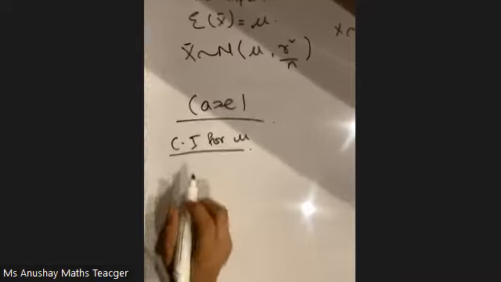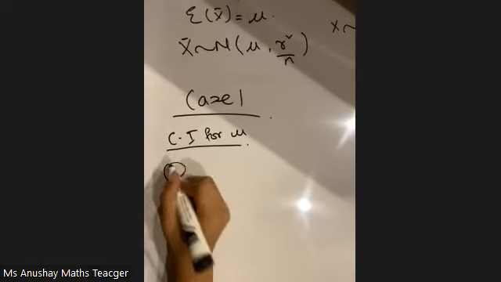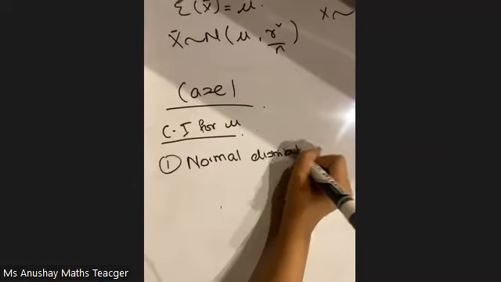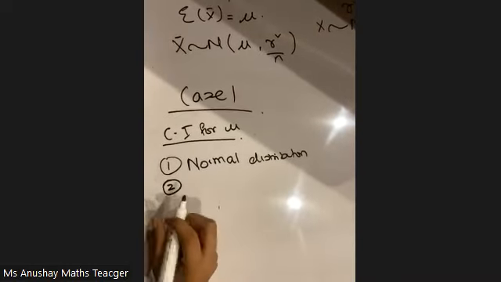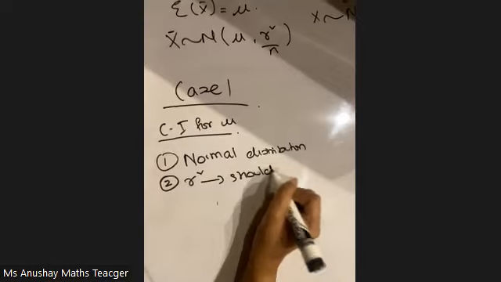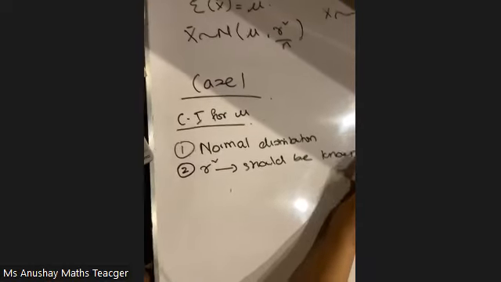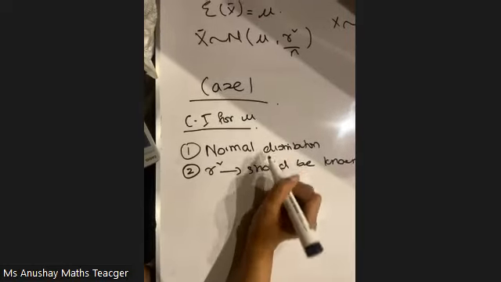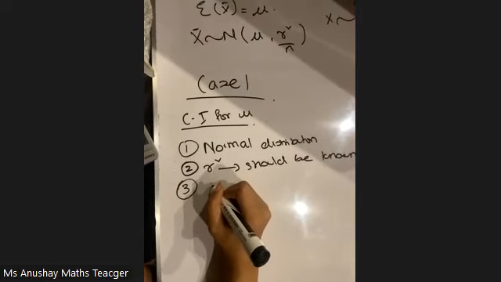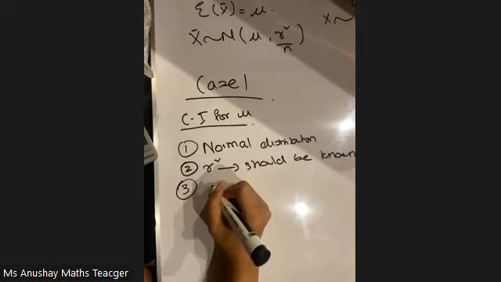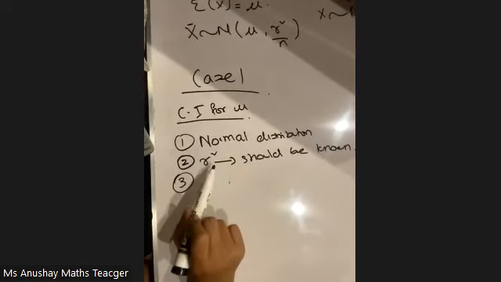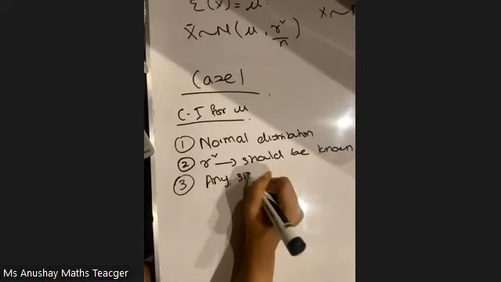There are 3 conditions in case 1. The first condition is that it should be a normal distribution. The second condition is that the variance should be known. When it is a normal distribution and the variance is known, then any size sample is okay.